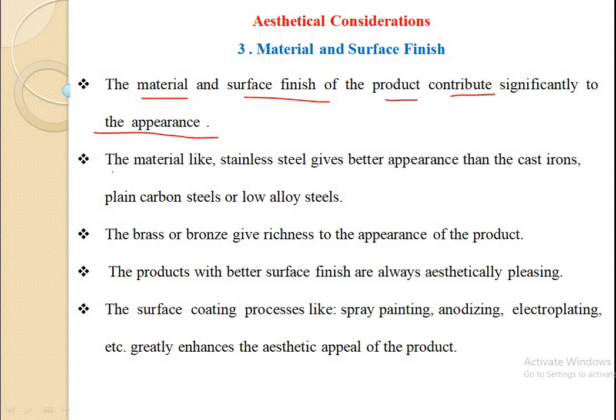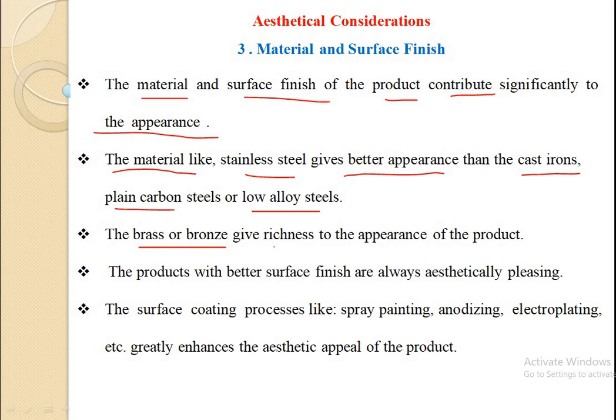Next part is the material. Stainless steel gives a better appearance than cast irons. We know that most of our utensils are made from stainless steel, as it has good corrosion resistance, but it is also light in weight and has a good appearance. That's why most of our utensils are made of stainless steels rather than plain carbon steels and low alloy steels. So if a design engineer wants to improve the appearance and surface finish of the product, then we need to go for stainless steel, which adds to the beauty of the product.